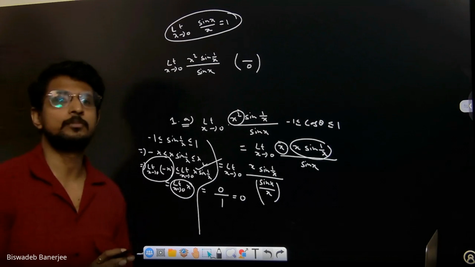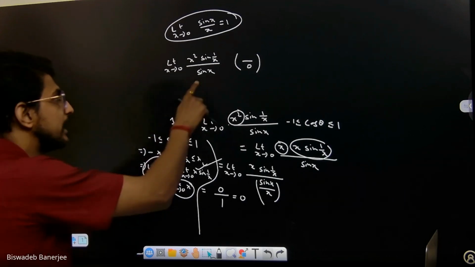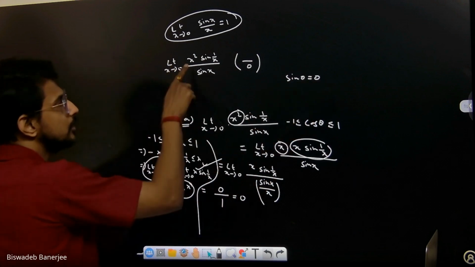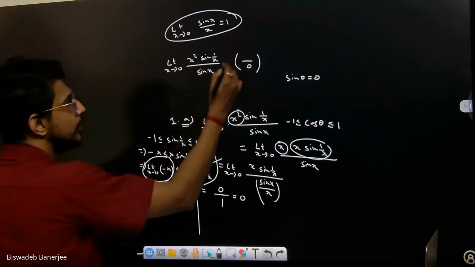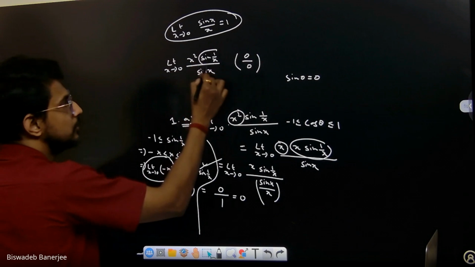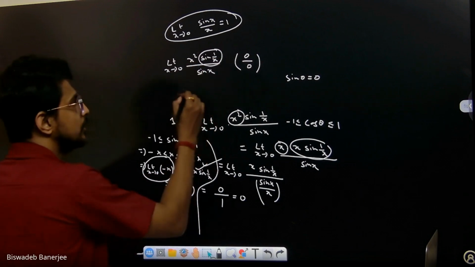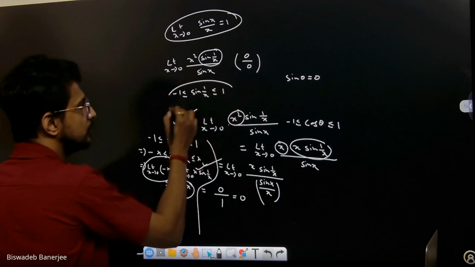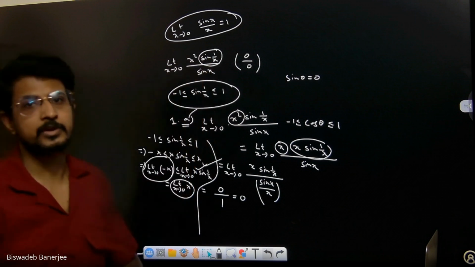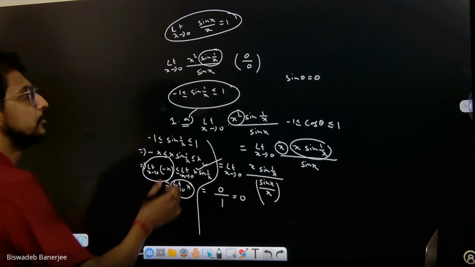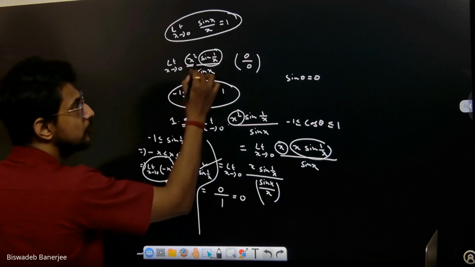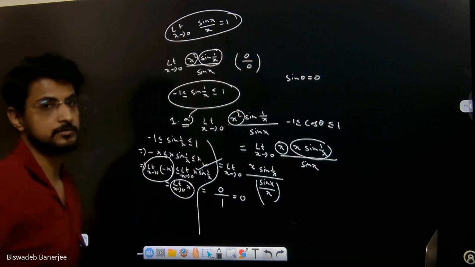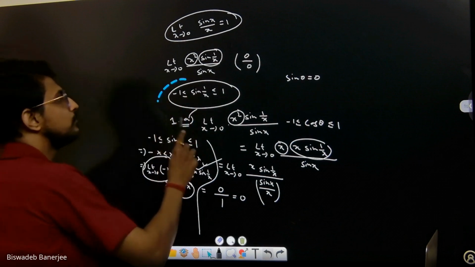As x goes to 0, my denominator is 0 because sine 0 is 0. For the numerator, if we put x equal to 0, x squared is 0, and sine 1 by x is a bounded quantity, since it lies between -1 and +1. No problem with it. And if we put 0 here, 0 squared means 0. So this becomes the form 0 by 0.